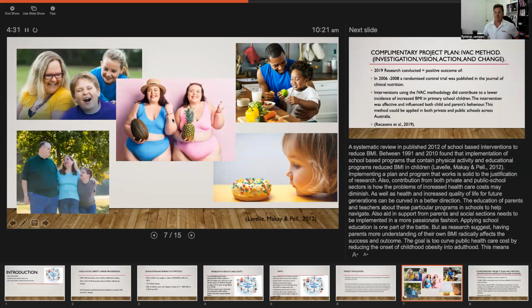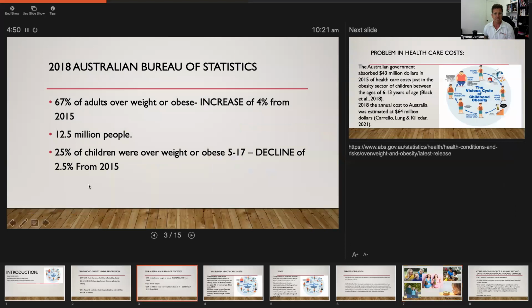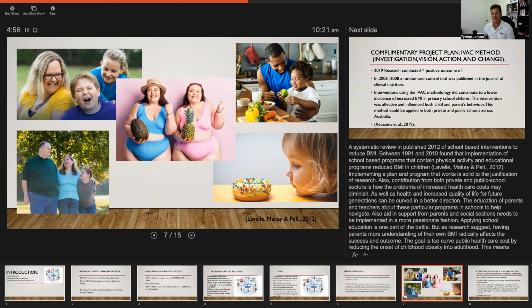Now, a systematic review published in 2012 of school-based interventions to reduce BMI between 1991 and 2010 found that the implementation of school-based programs that contain physical activity and educational programs reduced the body mass index of children. That would probably be relative to the actual decrease of 2.5% from 2015 because of the implementation of these programs.